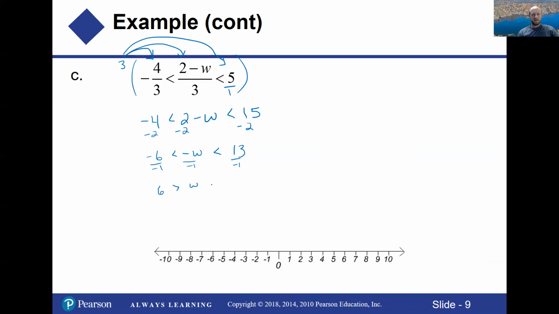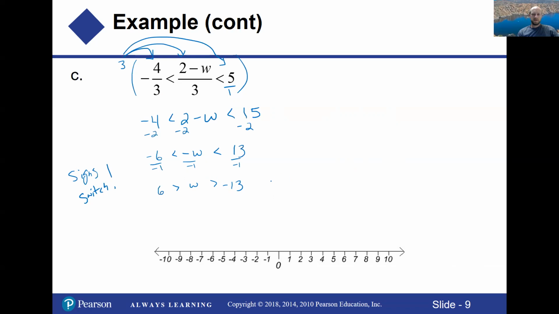Oh, I divided by a negative. What am I doing? Okay, remember you have to switch the signs. Okay, sign switch. Why? Because we just divided by a negative. Now, this doesn't look proper. Why doesn't it look proper? Because the negative is on the right.